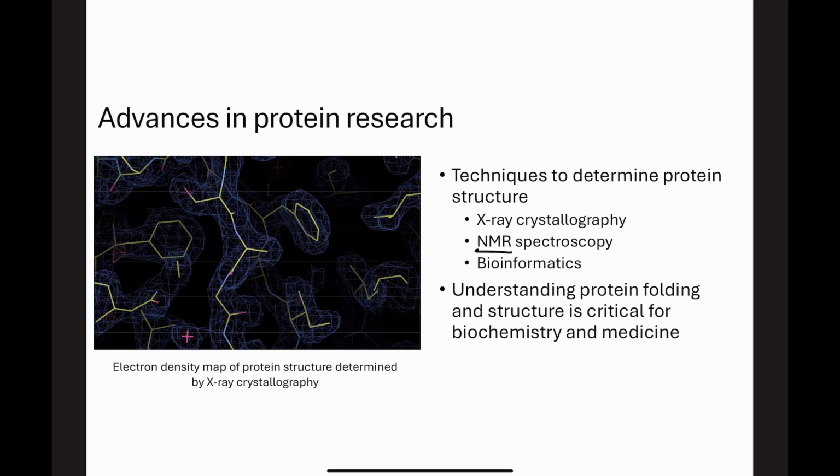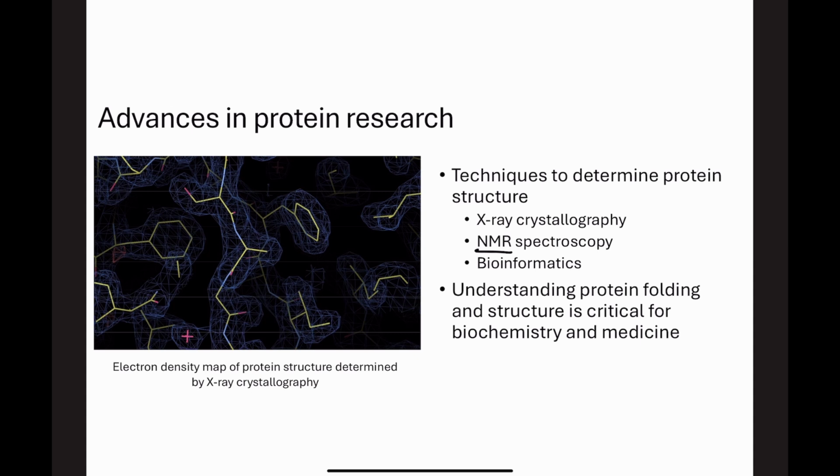NMR spectroscopy is not going to require the crystallization of proteins, but it's also used to determine protein structure. Bioinformatics is going to use computer programs and computational tools, and that is what's going to be able to predict the three-dimensional structure of polypeptides from their amino acid sequences. So understanding protein conformation and structure is extremely important for exploring their function and their roles in health and disease.